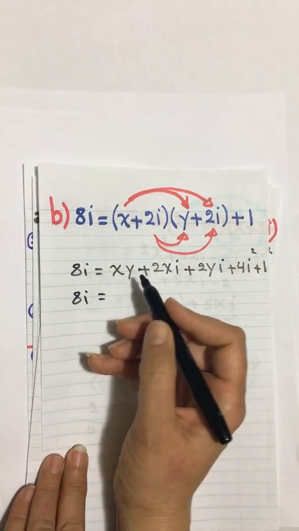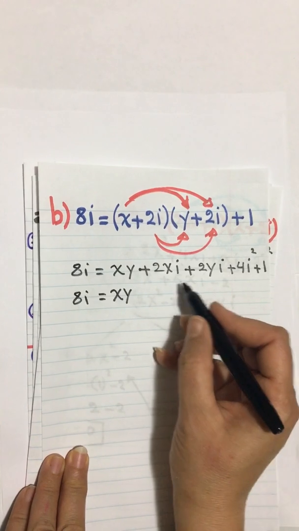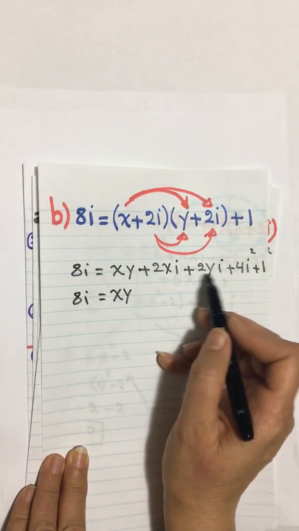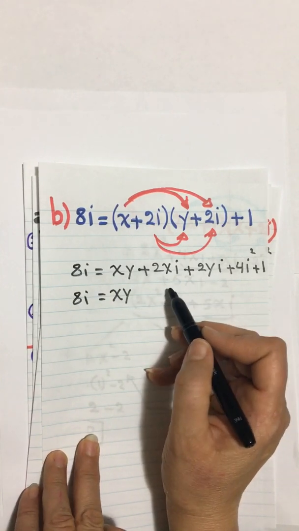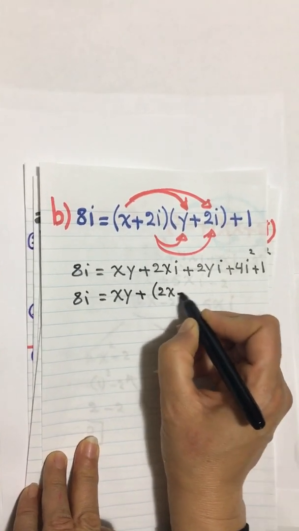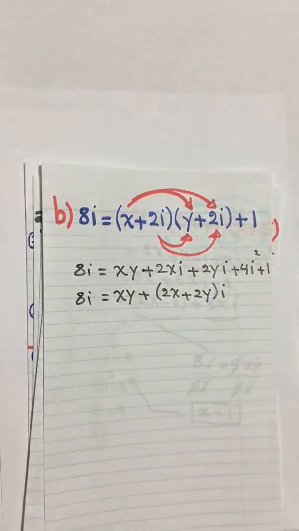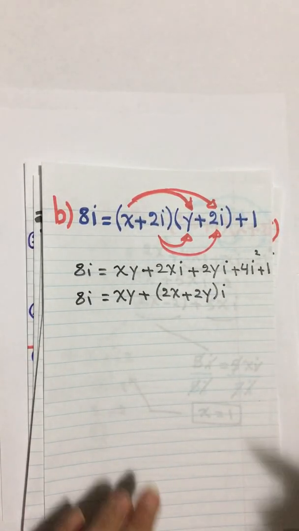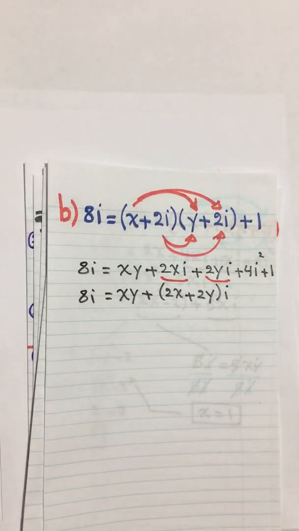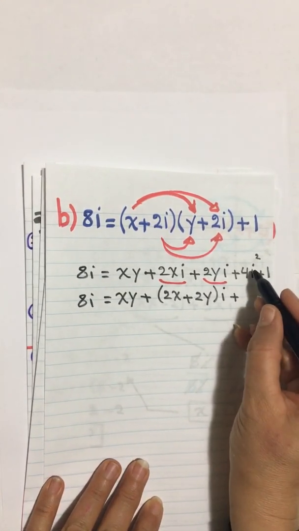8i equals xy, I have 2x plus 2y. I'm gonna make i a common factor. Plus (2x plus 2y) i. So common factor from these two terms. Plus 4 i squared, and i squared equals -1.